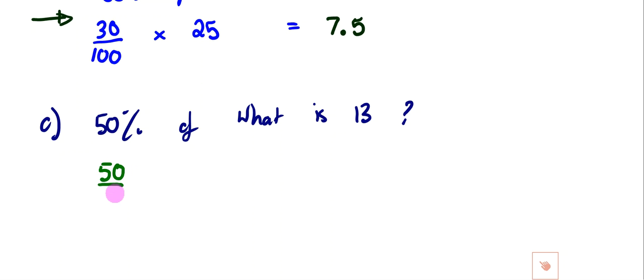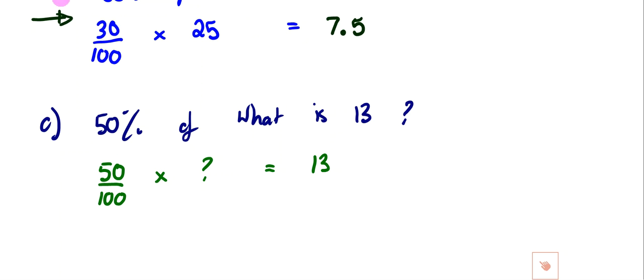So 50% is 50 over 100 multiplied by something. That's the something here that I don't know before, but I know that the answer is 13. Can I use algebra here? If you like. Okay, I've used algebra. I've used a symbol to replace a number that I don't know. I've just not used a very mathematical symbol at the moment.